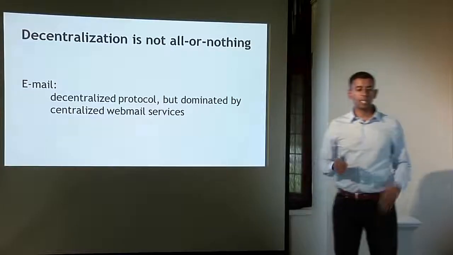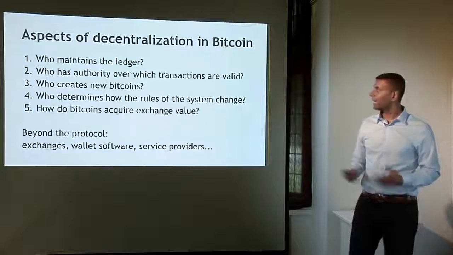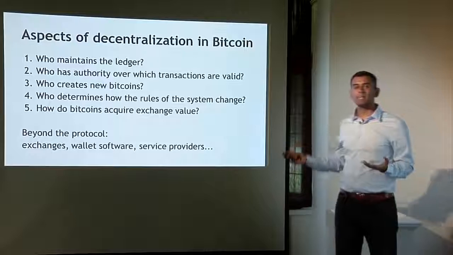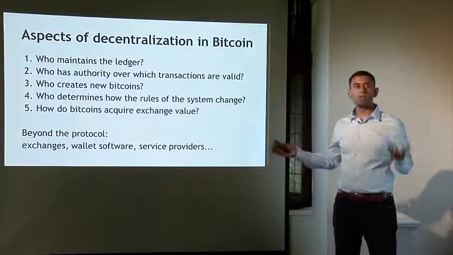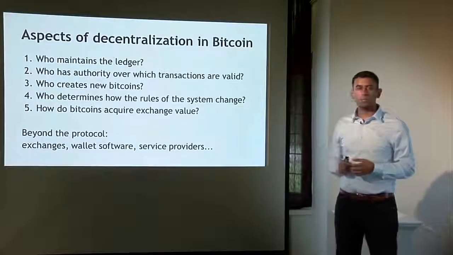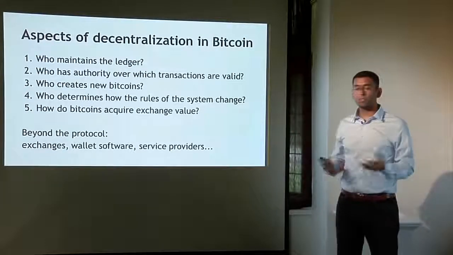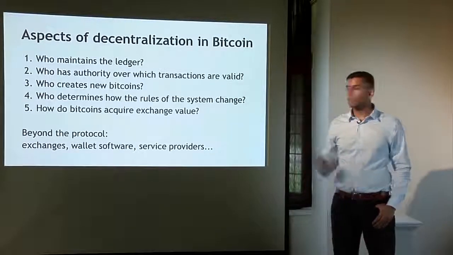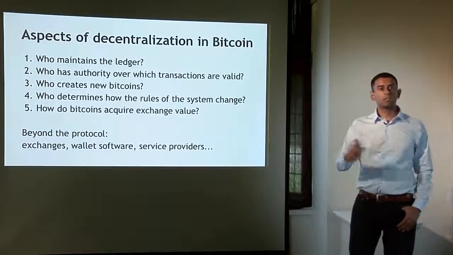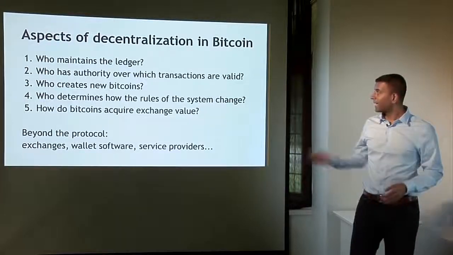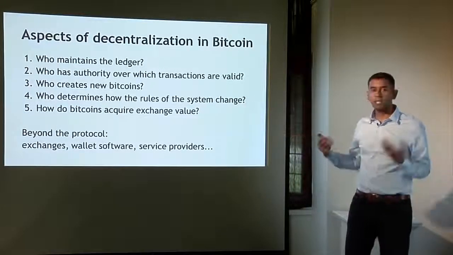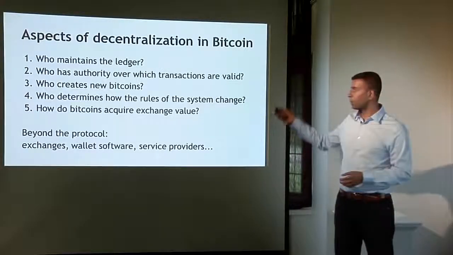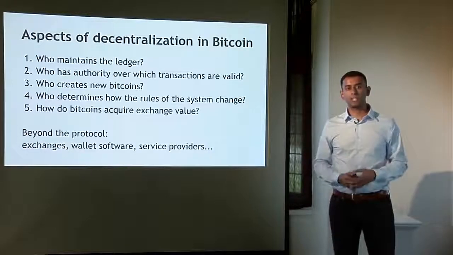Let's delve into some of the technical aspects of Bitcoin's decentralization, and I would break this down into at least 5 different questions. Questions like, who maintains this ledger of transactions? Who has authority over which transactions are valid? Who creates new bitcoins? And in fact, other questions like who determines how the rules of the system change and how do bitcoins acquire exchange value? So these are all components of decentralization of the Bitcoin protocol, more or less. And the first three of these are going to be the questions that we will consider in this lecture. And when I say how is Bitcoin decentralized, what I mean encompasses the first three of these meanings.